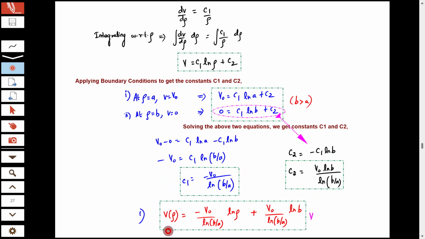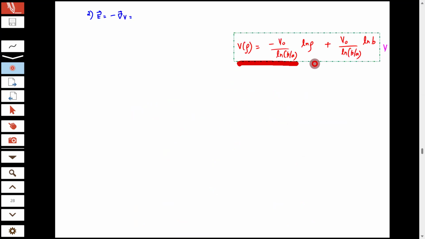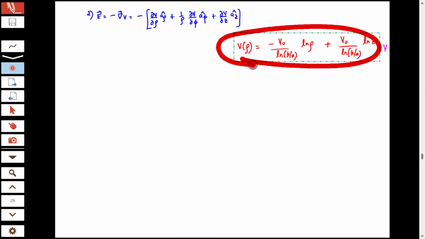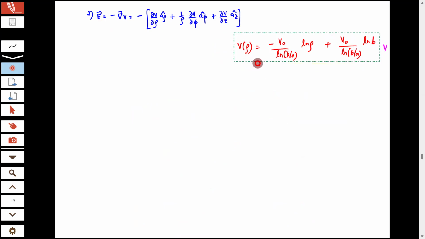Next step is to find the electric field intensity. So from this potential function V, which is a function of rho, in the cylindrical system, we have to estimate the electric field intensity, which is the negative gradient of potential. We will write the formula for del V in the cylindrical system. And we also know V is a function of rho only. So there is no phi variable or z variable in this. So when we differentiate with respect to phi or z, that will become 0. And we have to take only the differentiation with respect to rho.